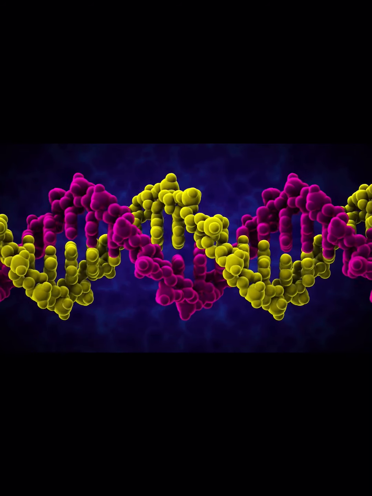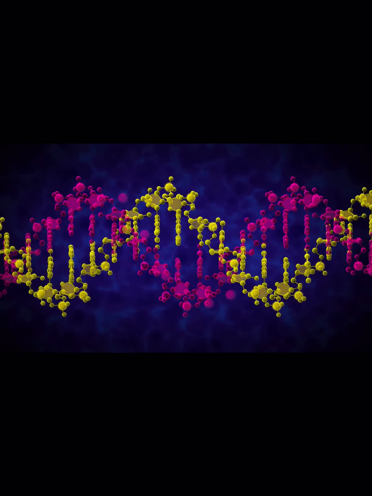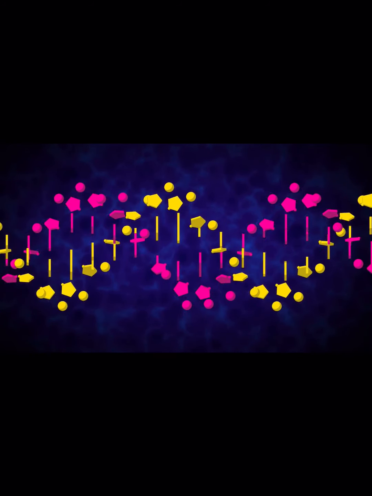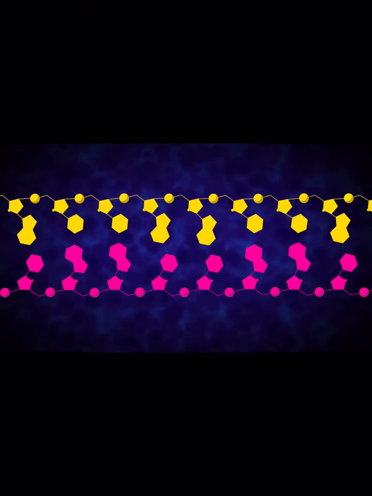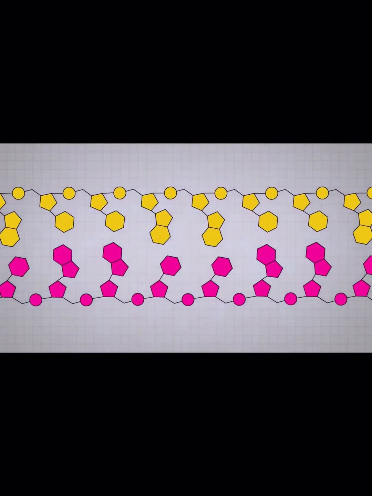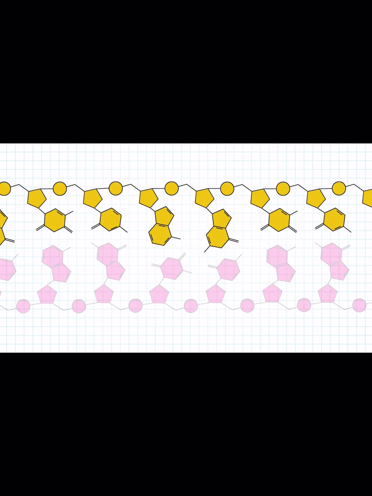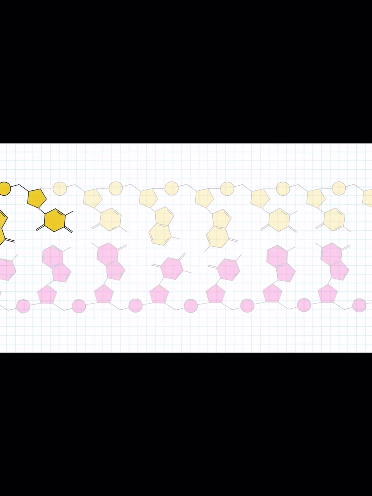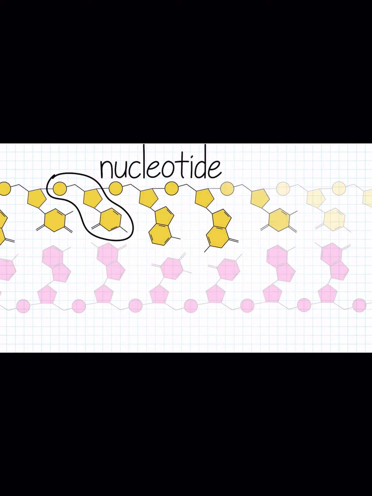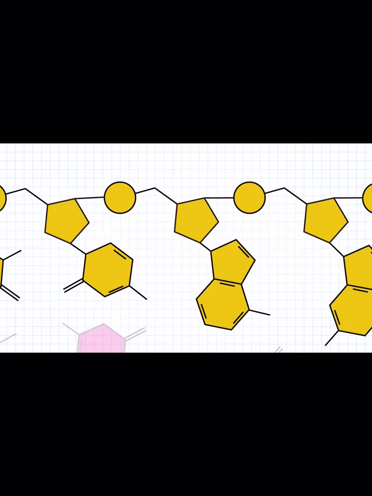Now, let's move to a more simplified representation of DNA to discuss the details. We can unwind the double helix like this, so that we can see the chemical structure inside. Each strand is a polynucleotide, meaning the strand is made up of many individual units called nucleotides.